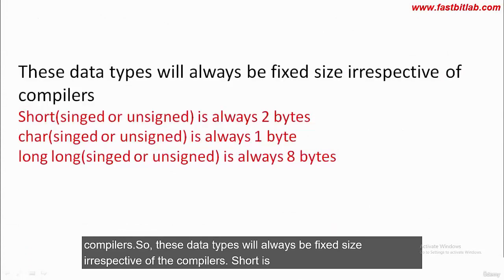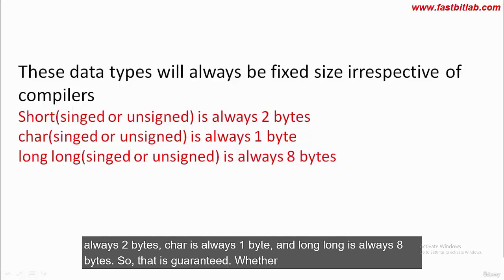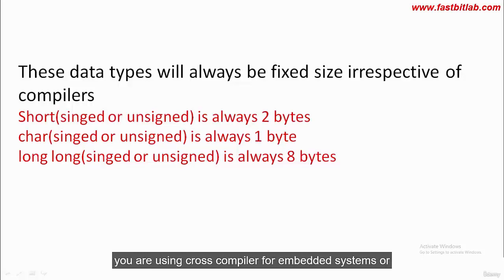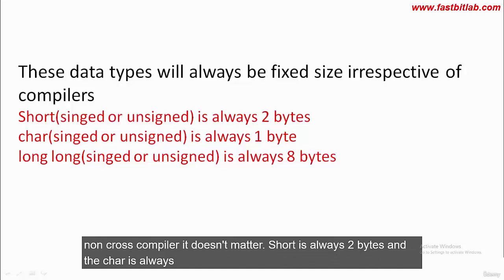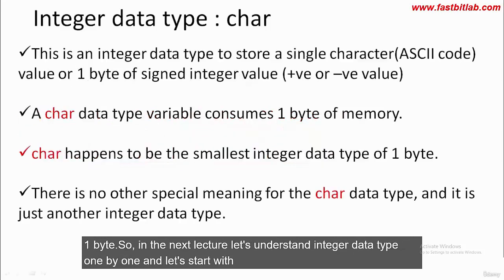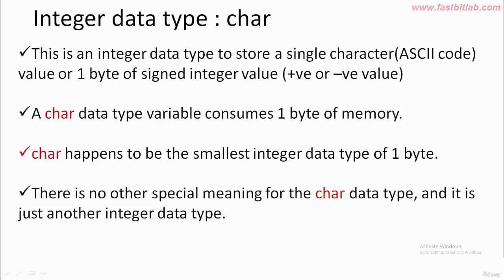These data types will always be fixed size irrespective of the compilers. Short is always 2 bytes, char is always 1 byte, and long long is always 8 bytes. That is guaranteed. Whether you are using a cross compiler for embedded systems or a non-cross compiler, it doesn't matter. In the next lecture, let's understand integer data types one by one, and let's start with char. I'll see you in the next lecture.